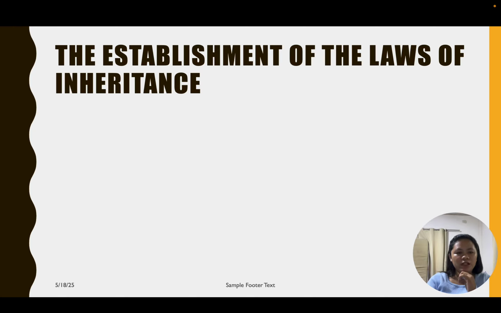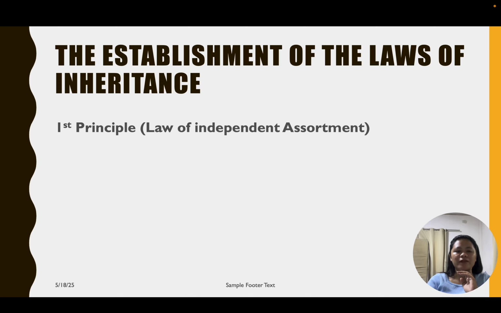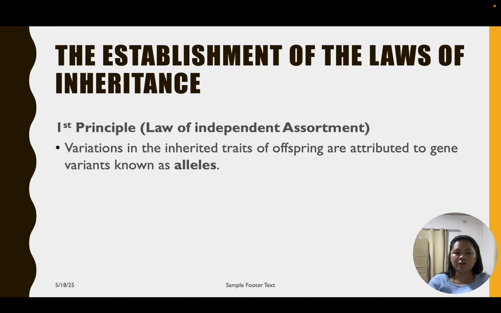So, the establishment of the laws of inheritance. These are the laws of inheritance. The first law is the law of independent assortment. Variations in the inherited traits of offspring are attributed to gene variants known as alleles. The letters we use, for example, for tall, we use letter T. For yellow, we use letter Y. Those are called alleles in genetic terms.